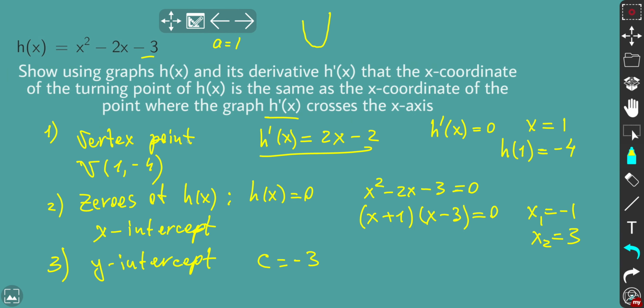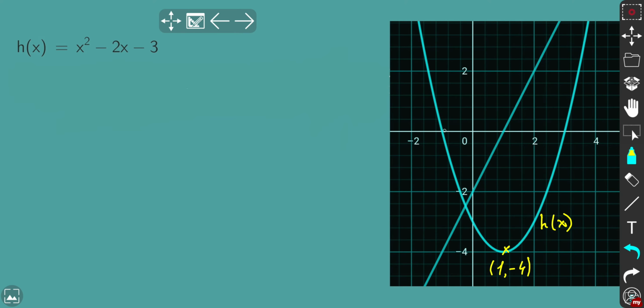Let's have a look. So we found that it's right there, okay? (1, -4), and also the zeros of the function -1 and 3, so that's why it's here, -1 and 3, okay? And here is the function that goes that way. So here is your derivative, and this is h prime of x, and the equation for that is 2x - 2. Remember we differentiate that, and this is definitely a straight line, okay?